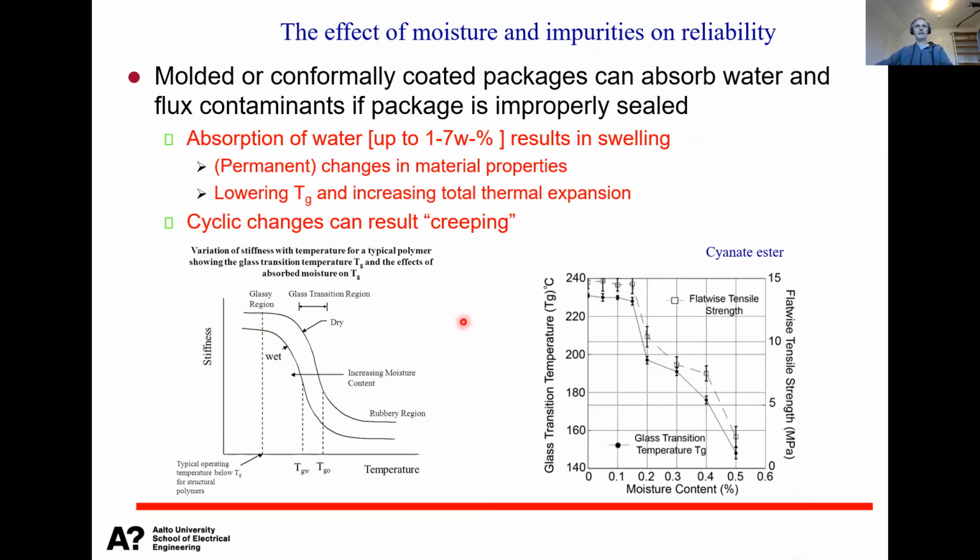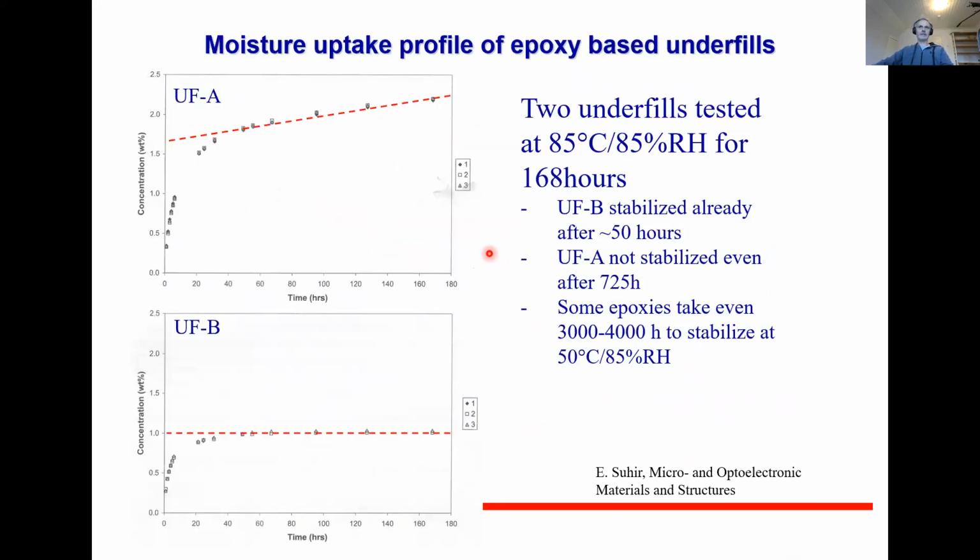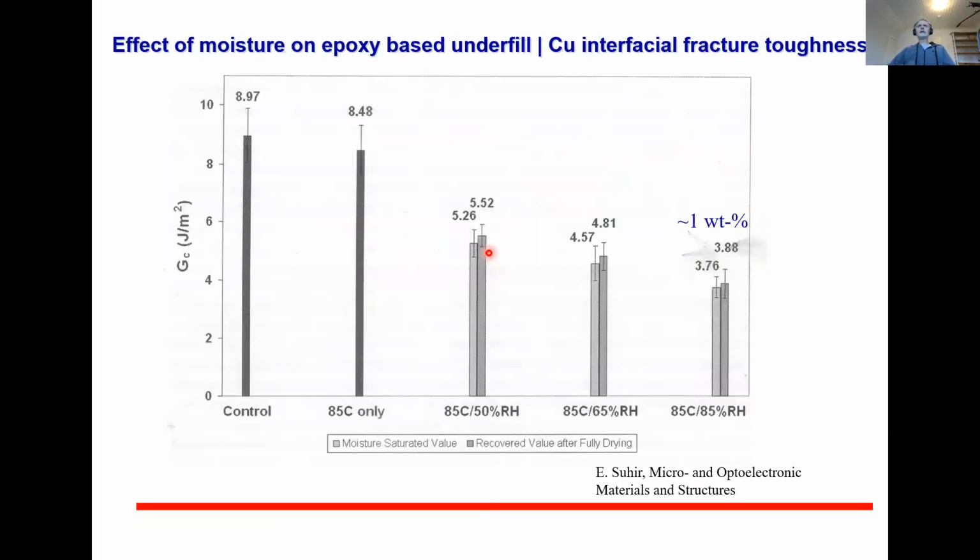So thinking about the possible moisture intake, how it can affect the actual bulk properties of the organic materials. And then additionally, we discussed this one, that it's not only the bulk properties of the organic materials, it's also the adhesion, the interfaces between organic and inorganic materials. Like in this case, it's the underfill and then copper laminate.